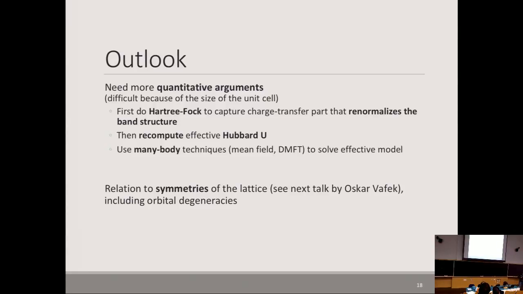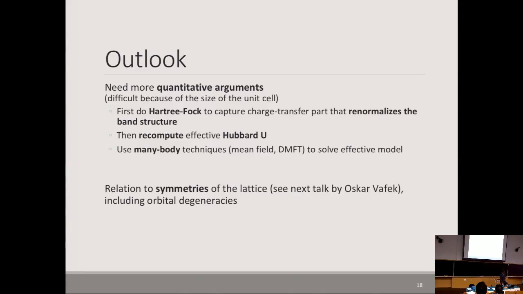Based on that, you get a new band structure. You get a better understanding of how the orbitals exactly look in real space. And based on how those orbitals look, we can recompute the effective Hubbard U and then use serious many-body techniques like mean field or dynamical mean field theory to solve the effective model. There's one part that I completely did not mention in this talk, which is the symmetry of these bands, generic symmetry considerations, and maybe the role of topology, which the next talk will be about.